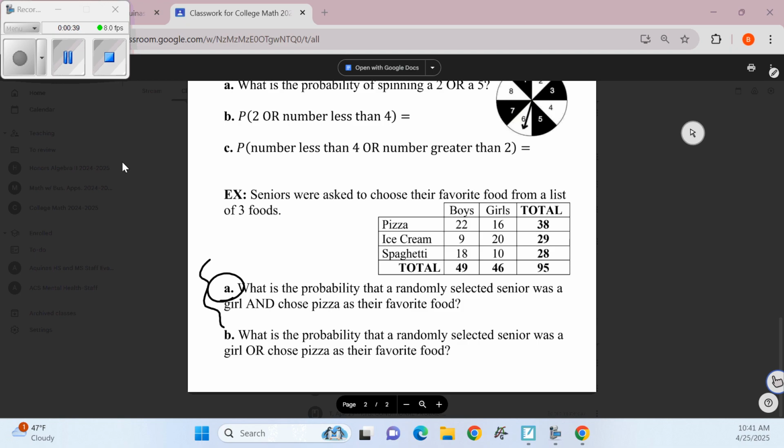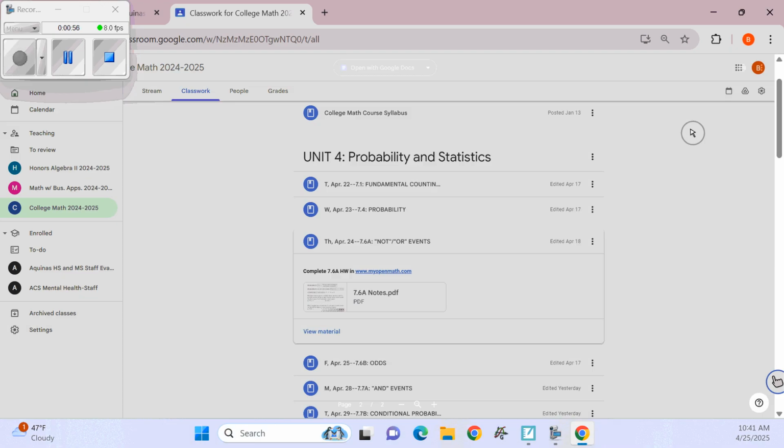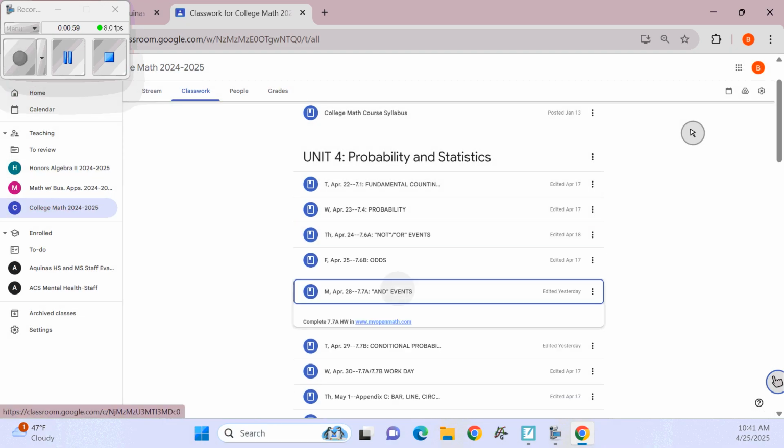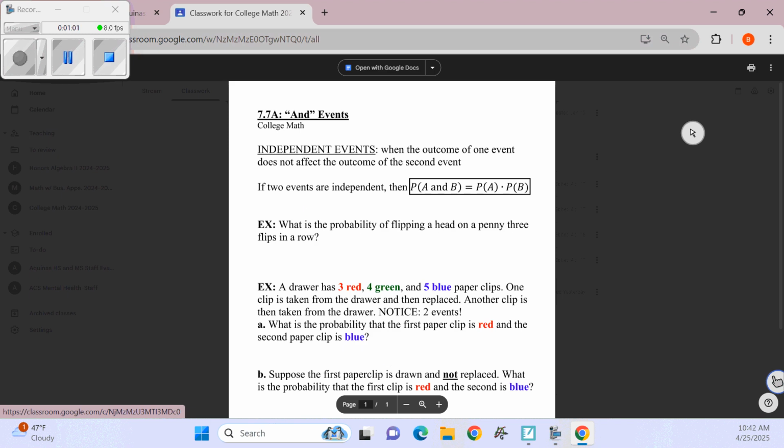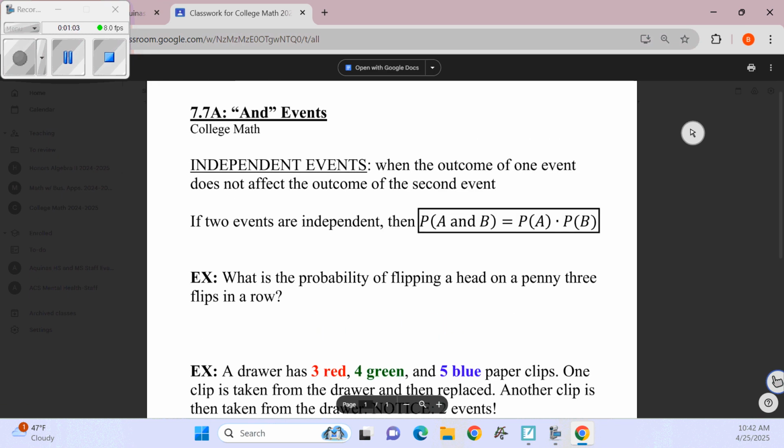This is one event, right? So that one meant I was looking for the overlap. So girl and chose pizza was the 16 out of the 95 students. There was one probability being asked for here. So "and" with a single event was looking for the overlap. If we're talking about today's lesson, "and" events, plural, that means that there are multiple events happening.